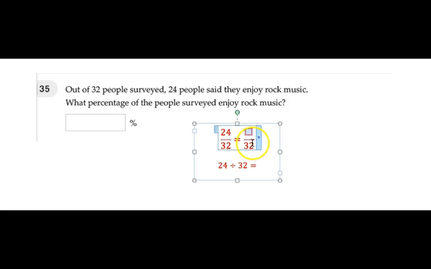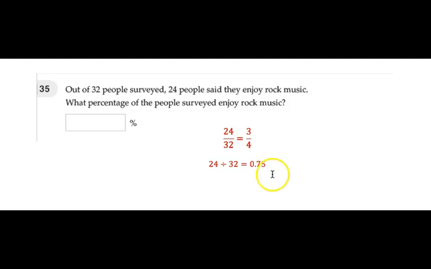Now, you can divide both the numerator and denominator of the fraction by 8. So 24 divided by 8 is 3, and 32 divided by 8 is 4, so 3/4. Now, we know that 3/4 is 75%. The other way you can do this is 24 over 32. Remember, 24 over 32 means 24 divided by 32, and you get 0.75. Now, you should also know that 0.75 is also 75%. So you can do it one of two ways.